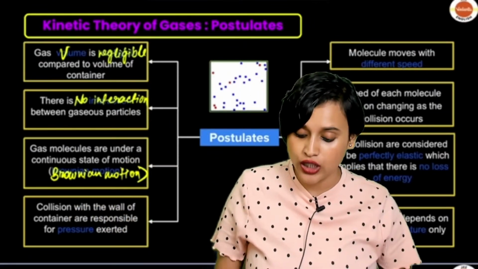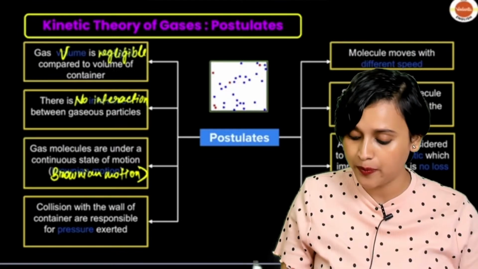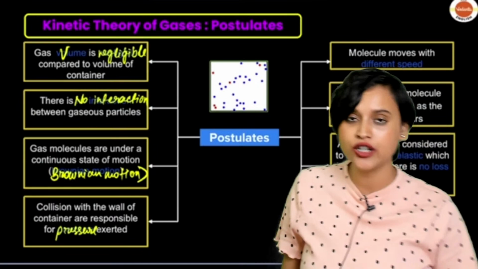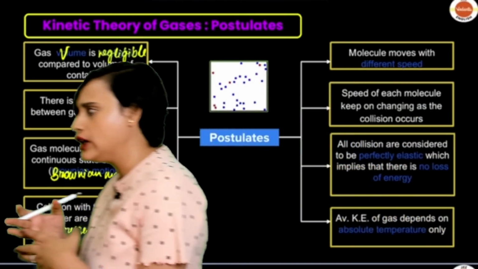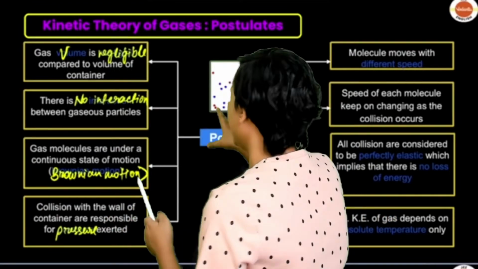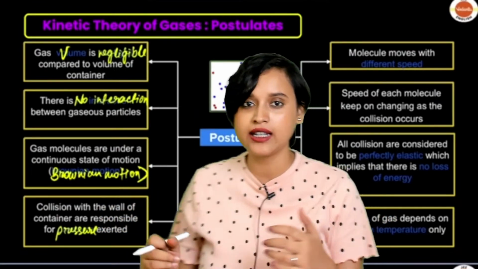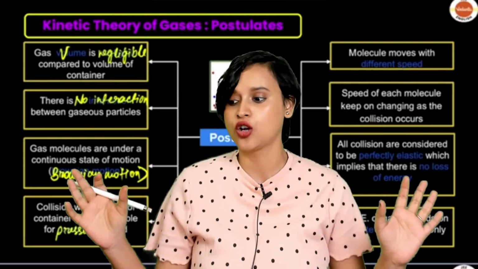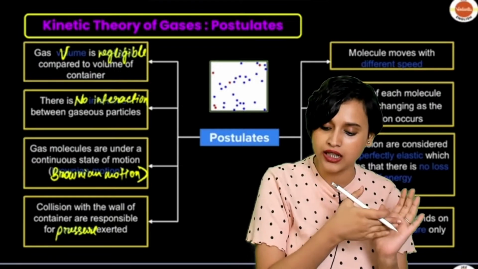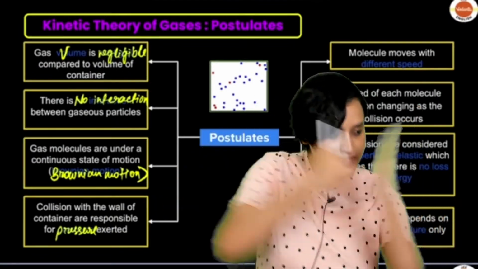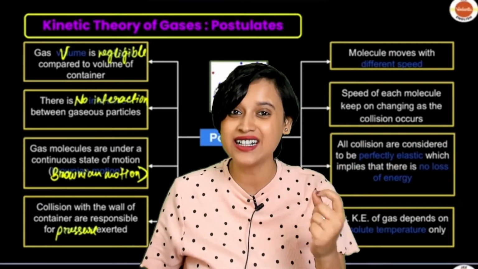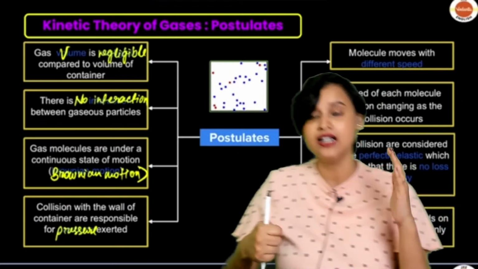Then what happens is collision with the wall of the container is responsible for the pressure exerted. What do the gas molecules do? They go. They do not know where the wall is. They have no idea where the wall is. So they keep going. They hit their head and then they are like, oops, oh, that was a wall. Collision happened. If this is the wall and there is a collision happening, basically there is pressure being exerted, right? That is the pressure that is being exerted, isn't it?